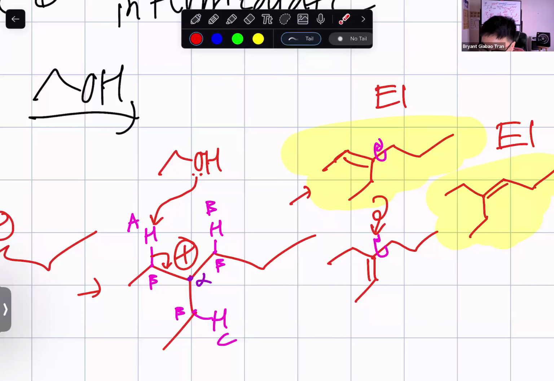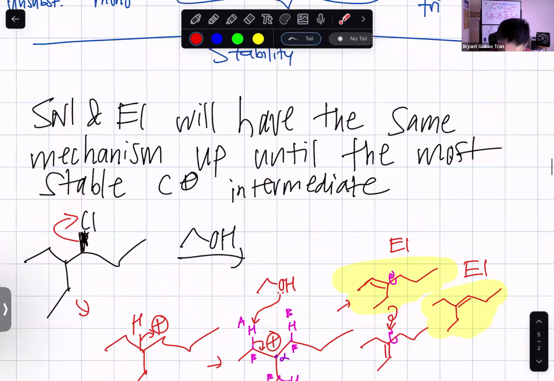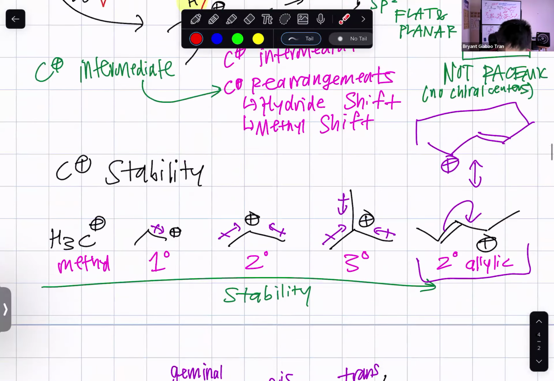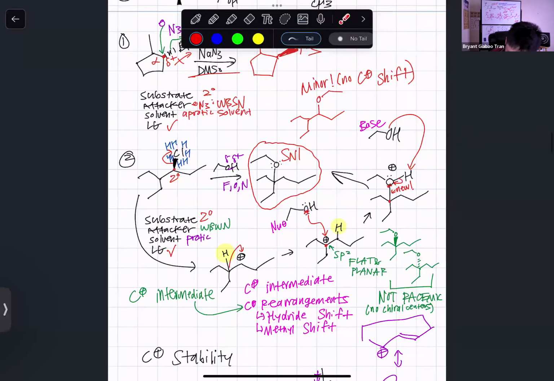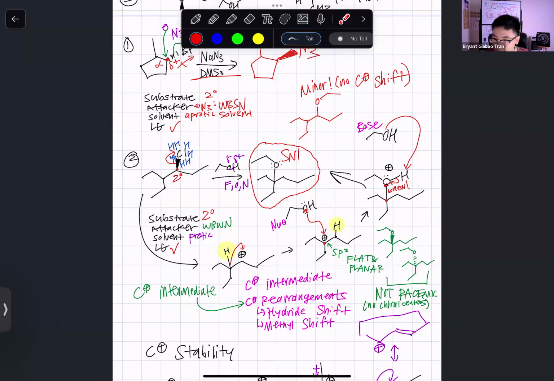For SN1, it's like nucleophile, then base. That's another good way to think about it. SN1 will always do a nucleophile first and then base. This ethanol, the weak base, weak nucleophile, will act as a nucleophile first and then a base. But for E1, it will act as a base.